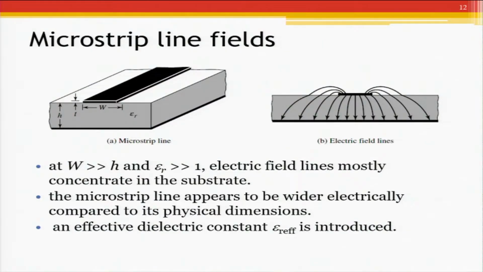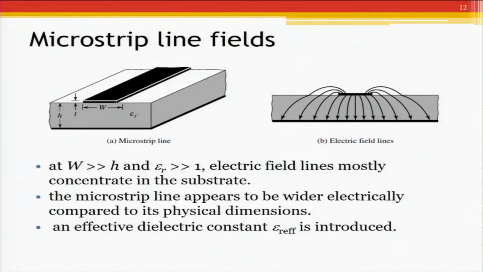Now, let's look at the side view of the microstrip line and how the fields radiate inside the microstrip. Usually, if you have a much wider patch compared to the thickness of the substrate, and if epsilon r is much greater than 1, meaning a high epsilon r, it can accept the electric field more. So electric field lines will mostly concentrate in the substrate, something like this.